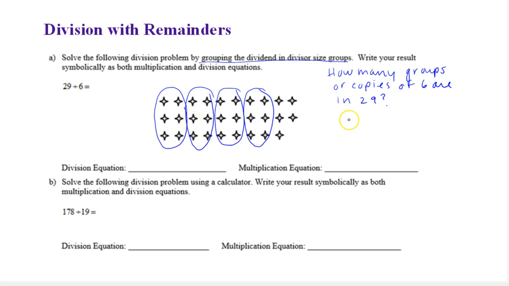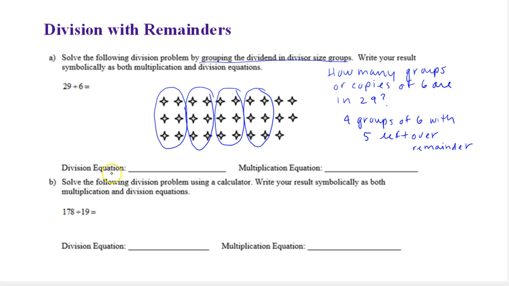But now what we're going to say is that when we divide 29 by 6, there are 4 groups of 6 with 5 left over. And when we think of division this way, when we think of how many are left over, we call this a remainder. So it's a whole number remainder.